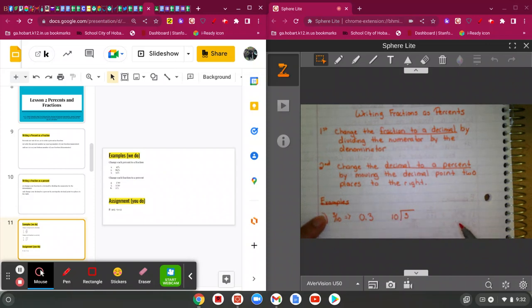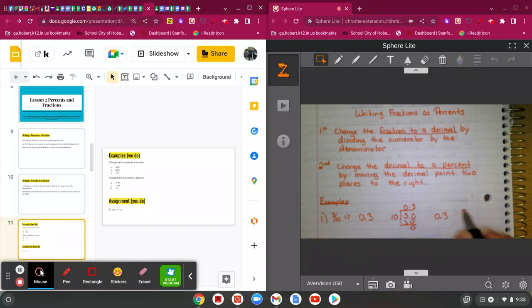This is what we did yesterday. So we're taking our fraction and changing it to a decimal by dividing the numerator by the denominator. 3 divided by 10. 10 doesn't go into 3, so we add a decimal point and a 0. 10 goes into 30 3 times. Okay, so 3/10 as a decimal is 0.3.